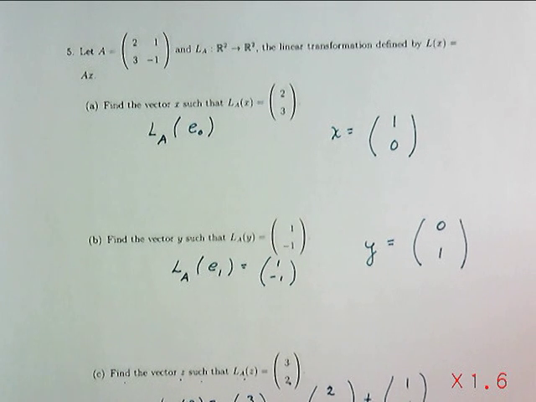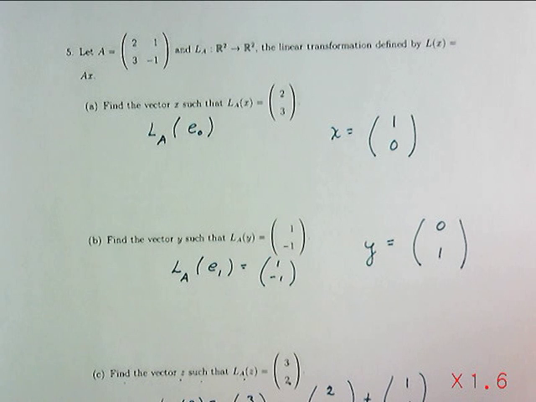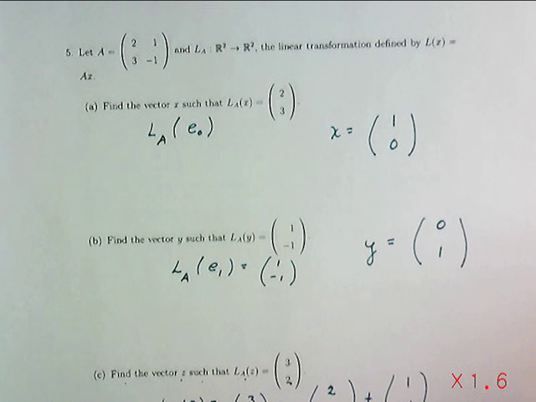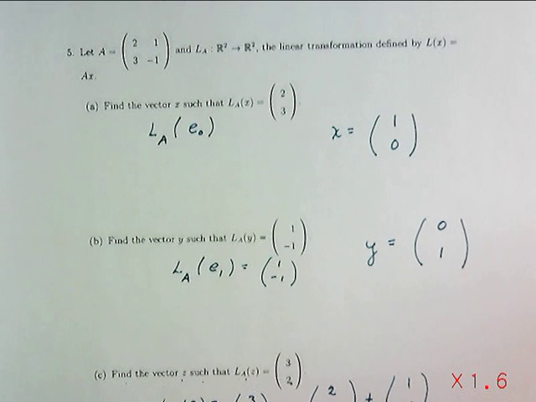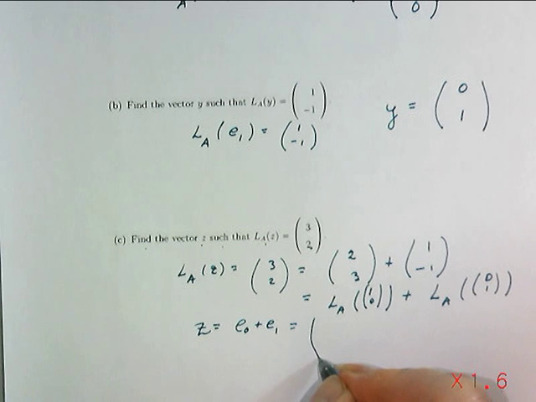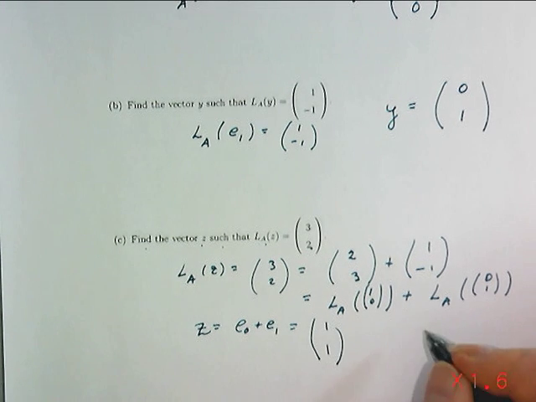Right? And that means that it's equal to L of the first unit basis vector plus L of the second unit basis vector. But since it's a linear transformation, that means that z must be e sub 0 plus e sub 1, which means it must be the vector with components 1, 1. Oh, that was not so hard.